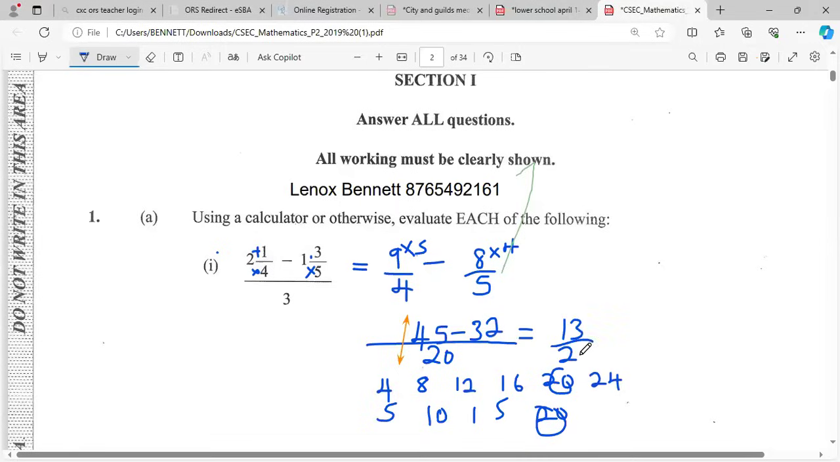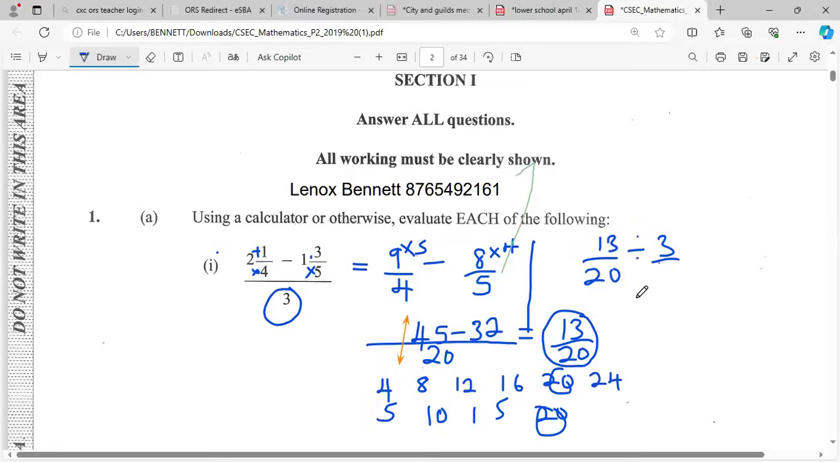This is the next point that I want to make, guys. Be very careful when you get this. This is the top part, so this one should be at the front. Because what I've seen over the years, students will sometimes write 3 divided by this. What is this divided by 3? So the denominator is the one you're dividing by. So 13/20 divided by 3/1.